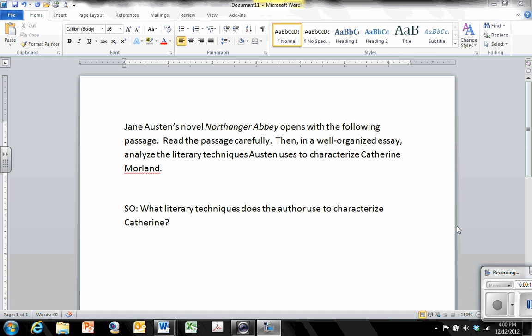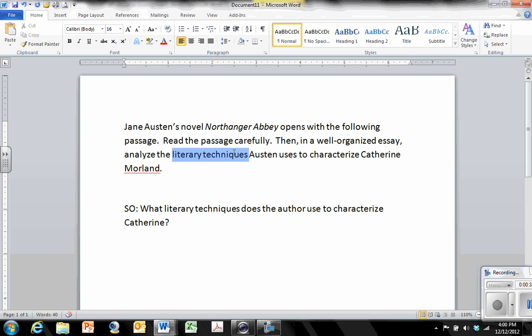Jane Austen's novel Northanger Abbey opens with the following passage. Read the passage carefully, then, in a well-organized essay, analyze the literary techniques Austen uses to characterize Catherine Morland. To turn that into a question, so what literary techniques does the author use to characterize Catherine?